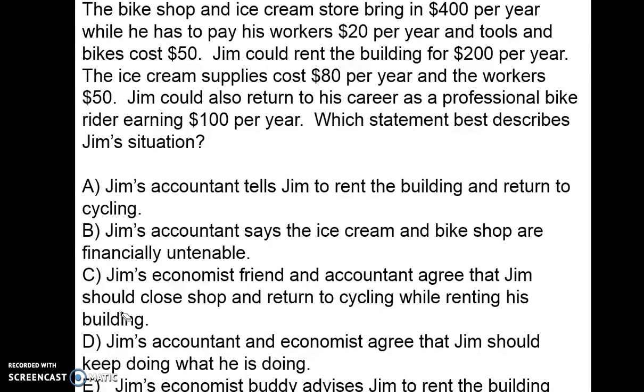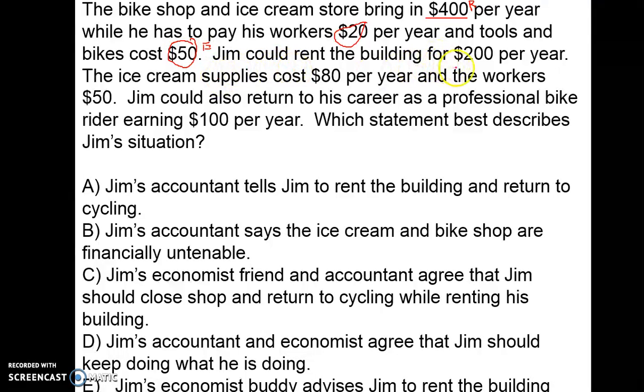So this one is a little bit trickier here. And I realize it's cut off on my slide here, but on your paper it should be all right. So we've got a bunch of stuff here, and I'm going to go through and label it as I read here. So the ice cream shop of Jim's here brings in $400 per year. That looks like revenue to me. While he pays his workers $20 per year, and tools and bikes cost him $50. So those both look like explicit cost to me.